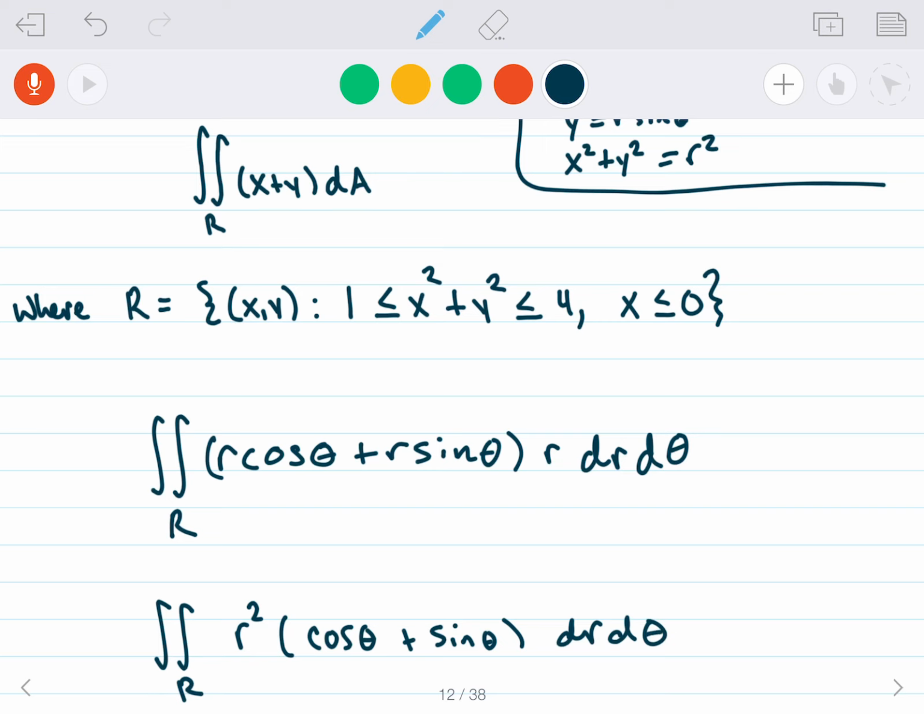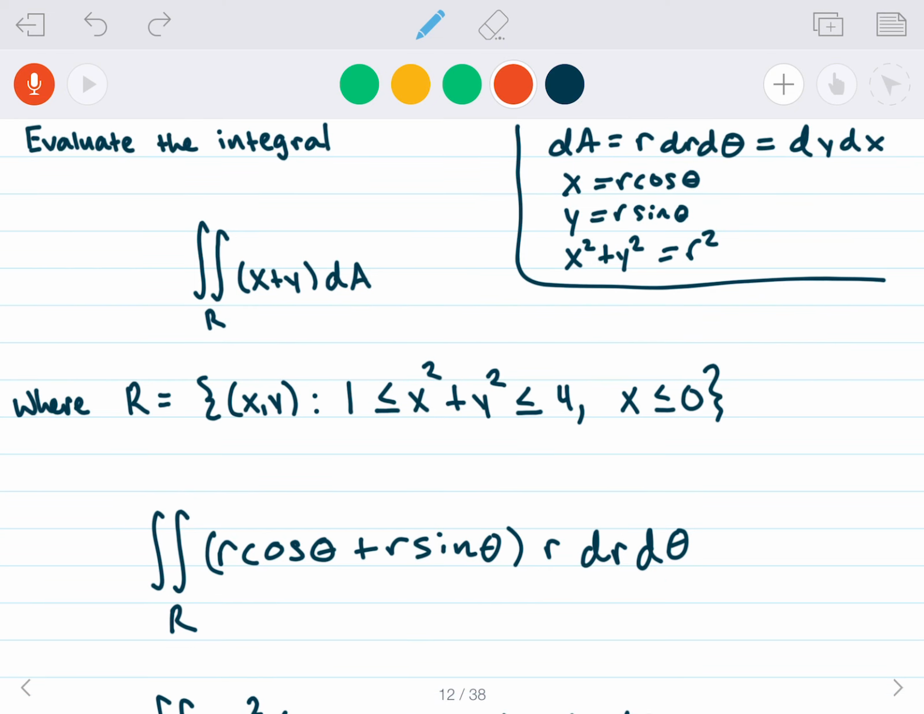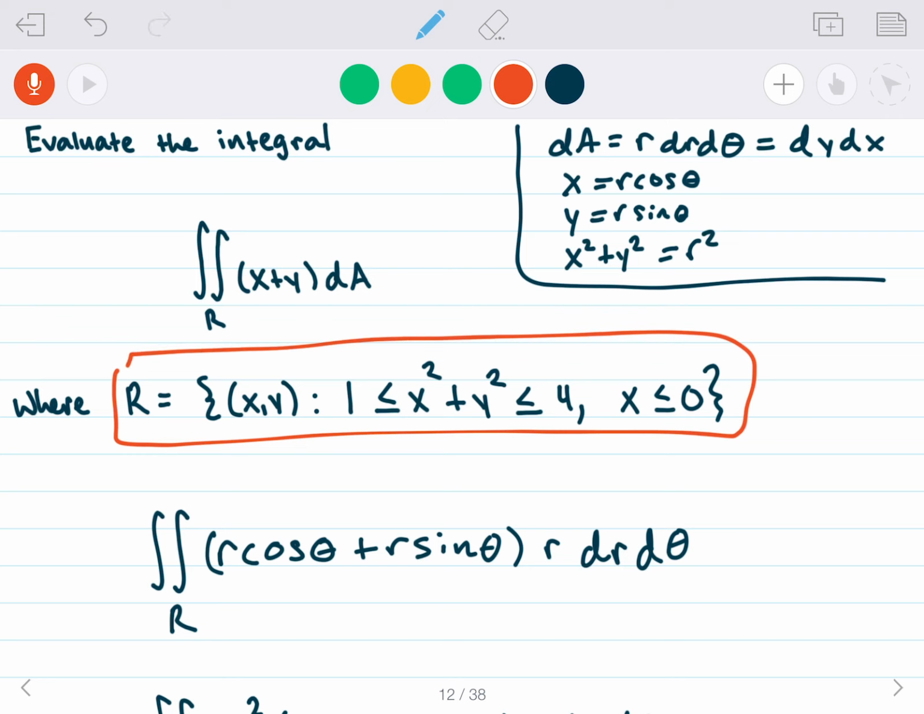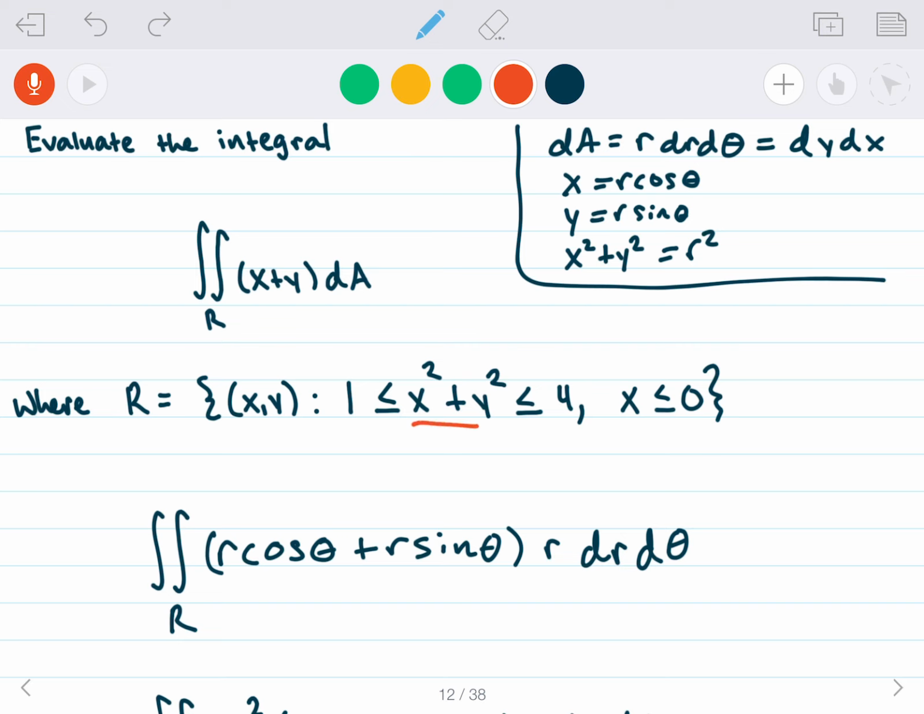Okay, now let's figure out what the bounds are. Let's figure out what this region is described as. So this is what it says. The region is the set (x, y) such that x squared plus y squared is greater than or equal to 1, but less than or equal to 4, and x is less than or equal to 0.